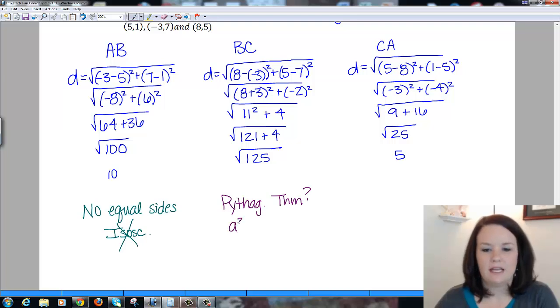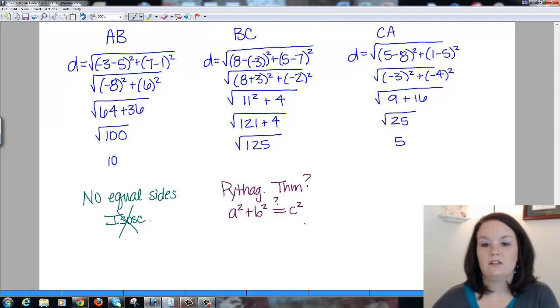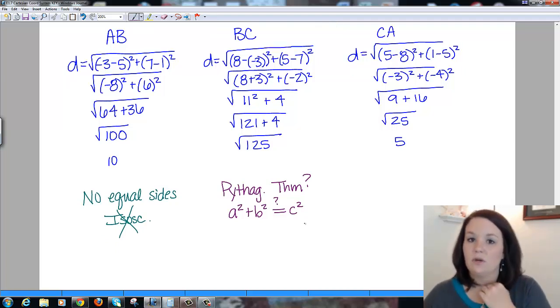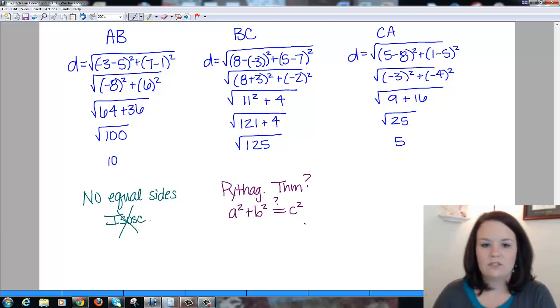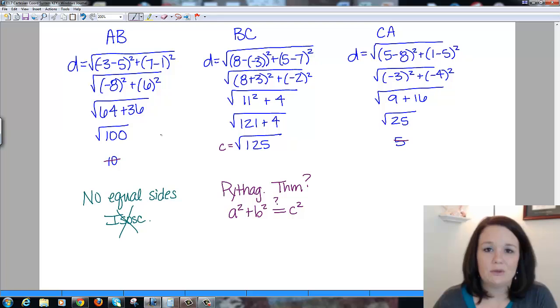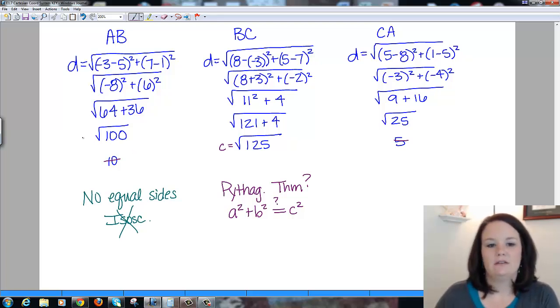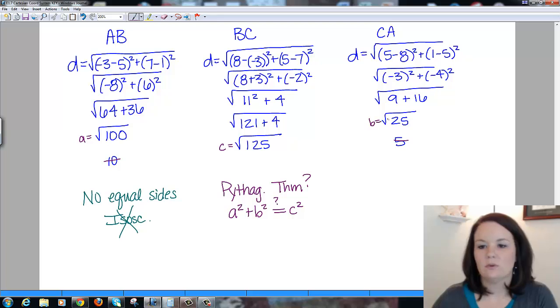maybe? So I'm going to say a squared plus b squared, does that equal c squared? So I need to look at my lengths. Now remember, I told you for the Pythagorean theorem, c has to be your longest length. So I'm going to look at them all in radical form. So I'm going to ignore this 10 and ignore this 5. The biggest, square root of 100, square root of 125, or square root of 25, my biggest would be the square root of 125. So this is going to be my C, and then the other two will be A and B, and it doesn't really matter which one you label A and B. So we'll let A be this one, and we'll let B be this one when we plug it in.